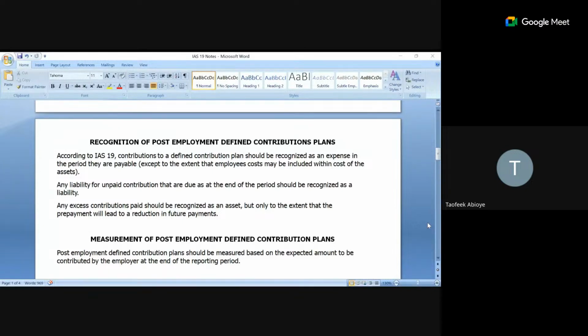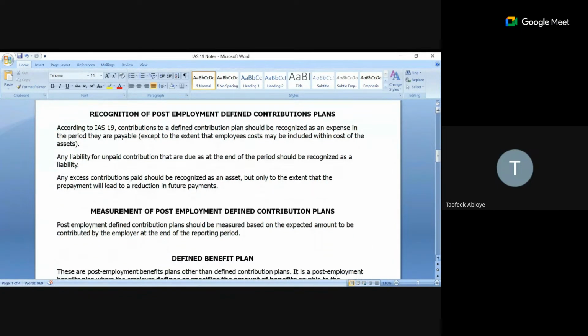Measurement is very, very easy too. It should be measured based on the amount expected to be paid or contributed. So how much are we going to pay? That is measurement. Remember, when we are talking about measurement, it is how much. The standard says it should be measured based on the expected amount that will be contributed. Example, if it is 10% we are contributing, the measurement will be 10% on a monthly basis. So a defined contribution plan is very straightforward. All they need is just to expense that contribution.